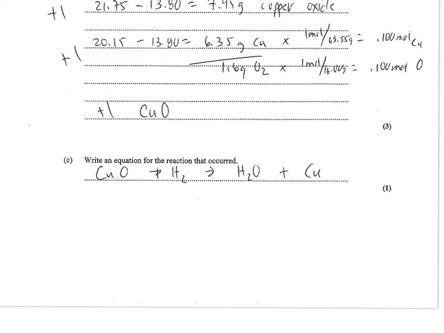And for part C, write an equation. Now I can actually balance my equation now that I know the copper oxide is just 1-to-1. And so my balanced equation is just CuO plus H2 yields H2O plus Cu.